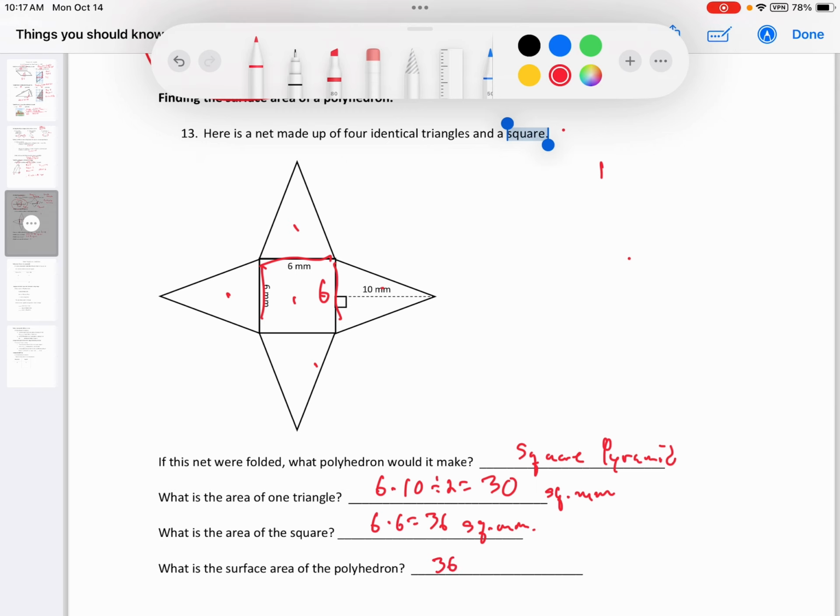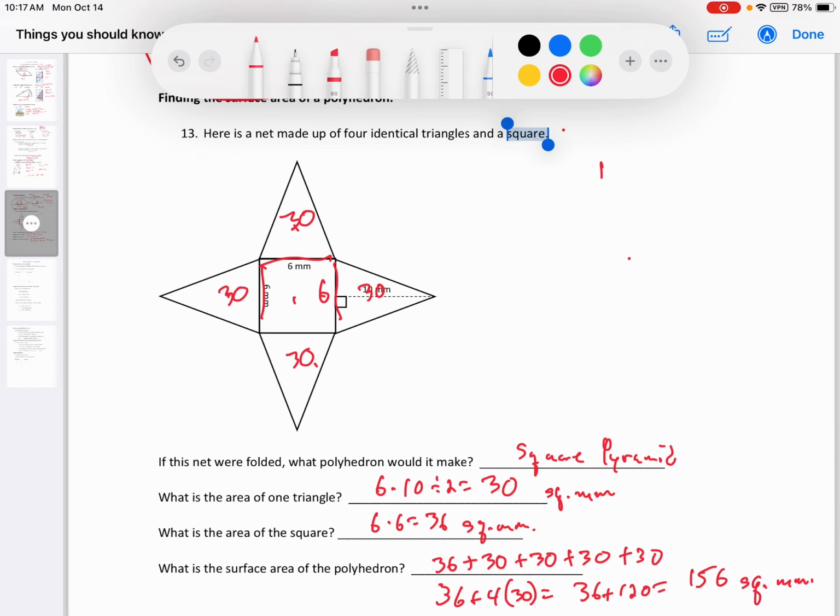Well, we have the square at the bottom, plus the side of 30, plus another 30 for another triangle, plus another 30 for another triangle, and plus another 30 for another triangle. That would be the same as doing 36 plus 4 triangles. Either way, you're doing 36 plus 120, and 36 plus 120 is 156 square millimeters. Let's move on.